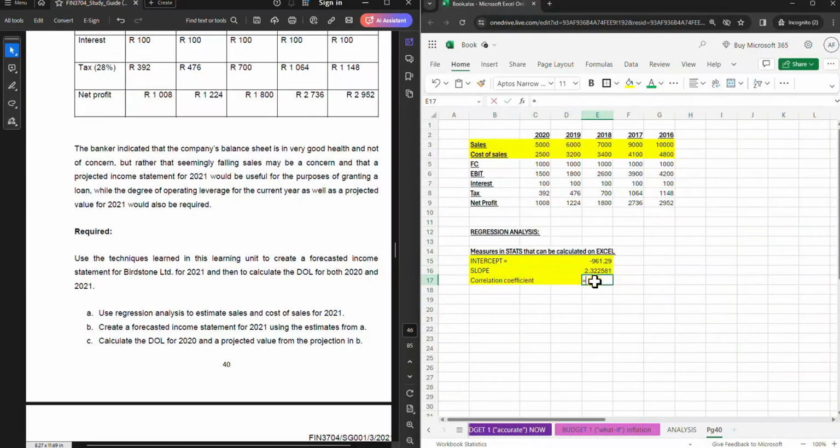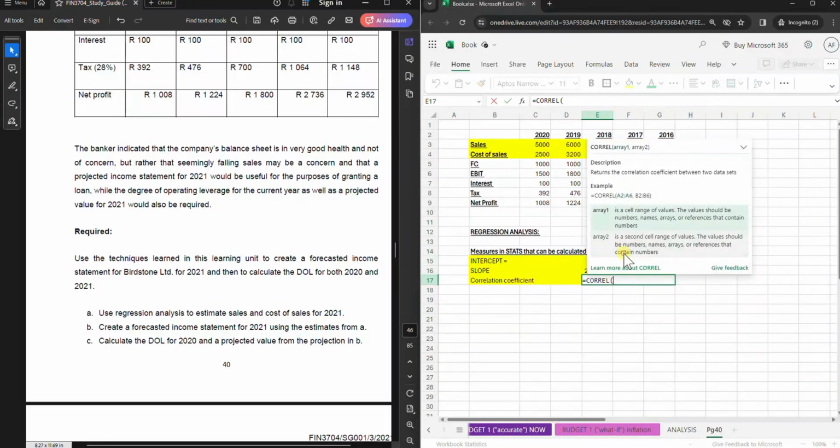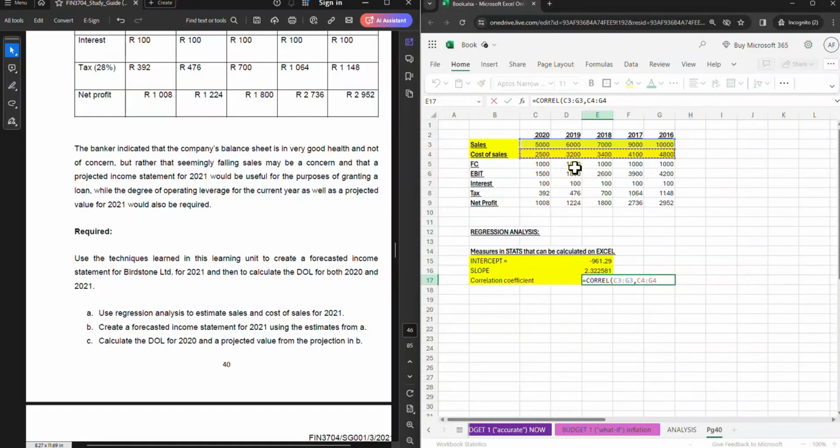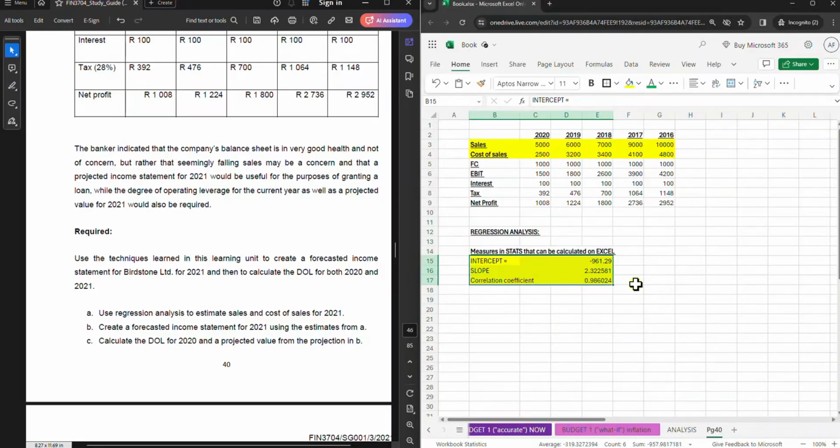Okay, correlation coefficient. Okay, 0.9. So it is very highly correlated, positive correlation here. Okay, positive correlation because of this high value, 0.986. It's almost 1. So there's a very, very positive correlation here between cost of sales and sales. Okay, all right, we've done the first bit.